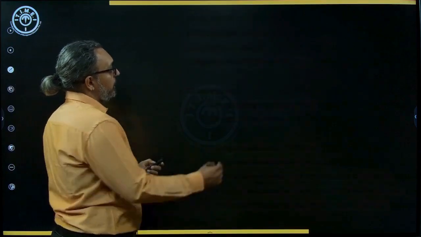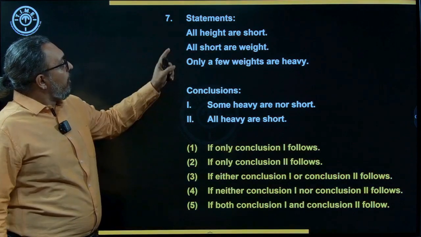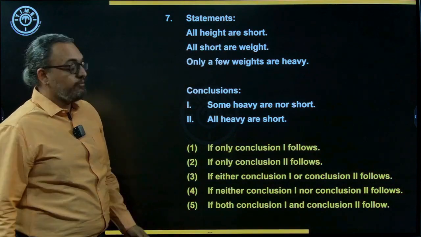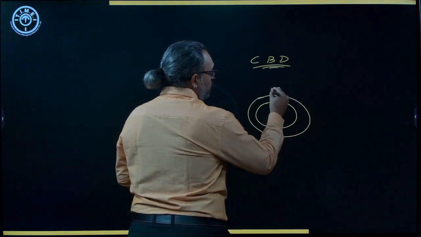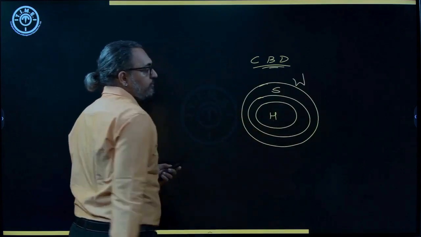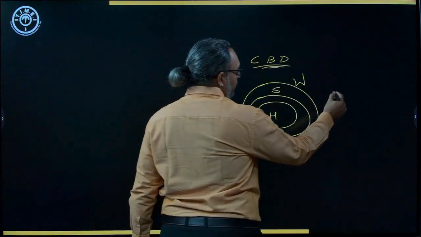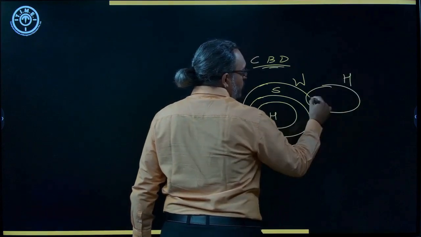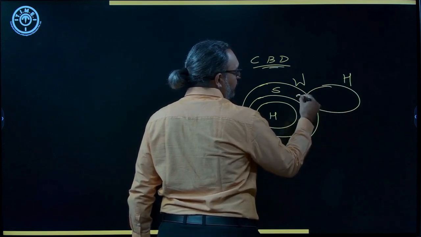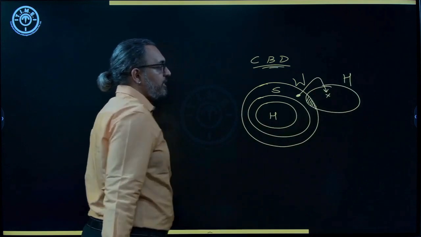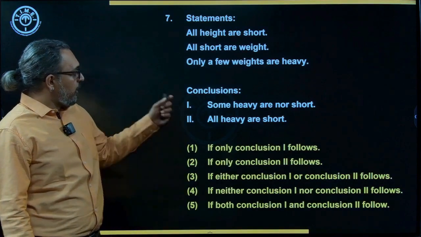So let's take the combined diagram for the statements first. All height are short, all short are weight. Correct? Then only a few weight are heavy. So this is only a few weight are heavy. So there are some weights which should not go inside heavy. Only a few weight are heavy. So this is the diagram we get. Now let's see the conclusions.